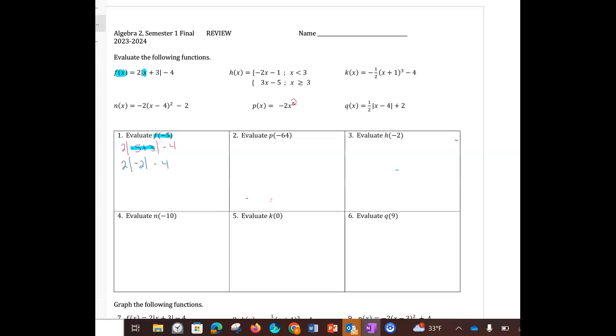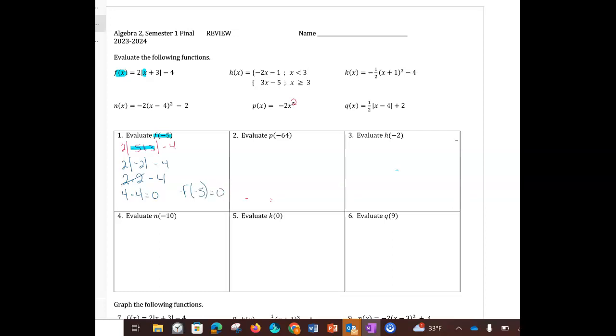And I do not distribute the 2 in. The absolute value bars say I take whatever's inside those bars and turn it into a positive number. So now it's 2 times a positive 2. And from here I can multiply, and then 4 take away 4, I get 0 as my answer. So my function f, if x is negative 5, gives me 0 as my answer.